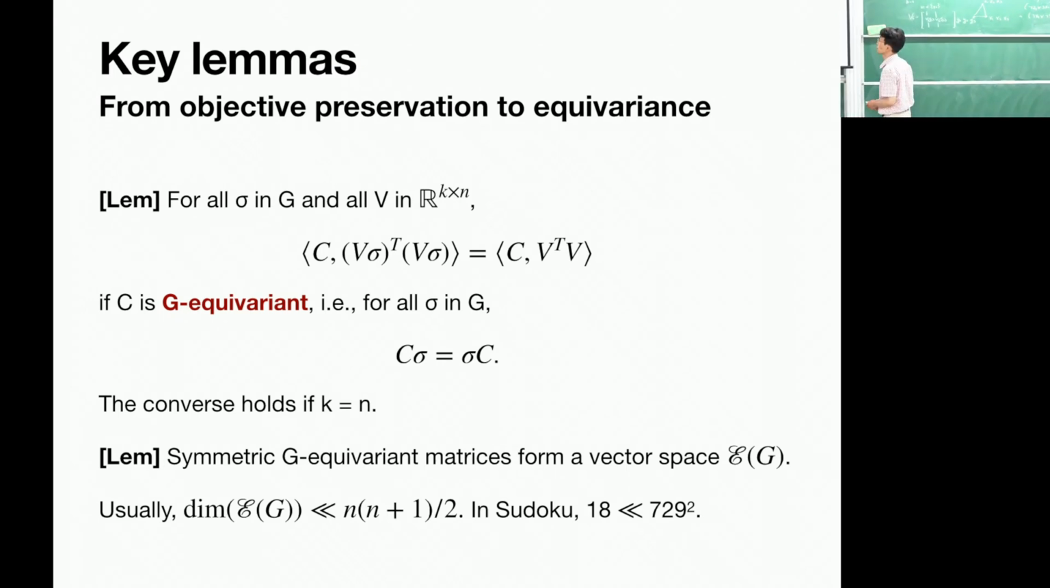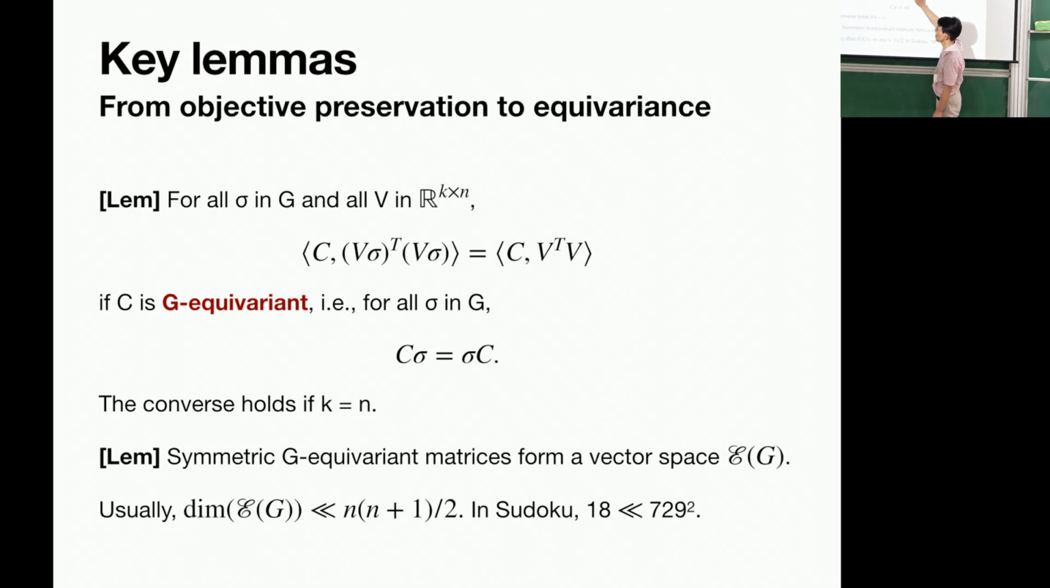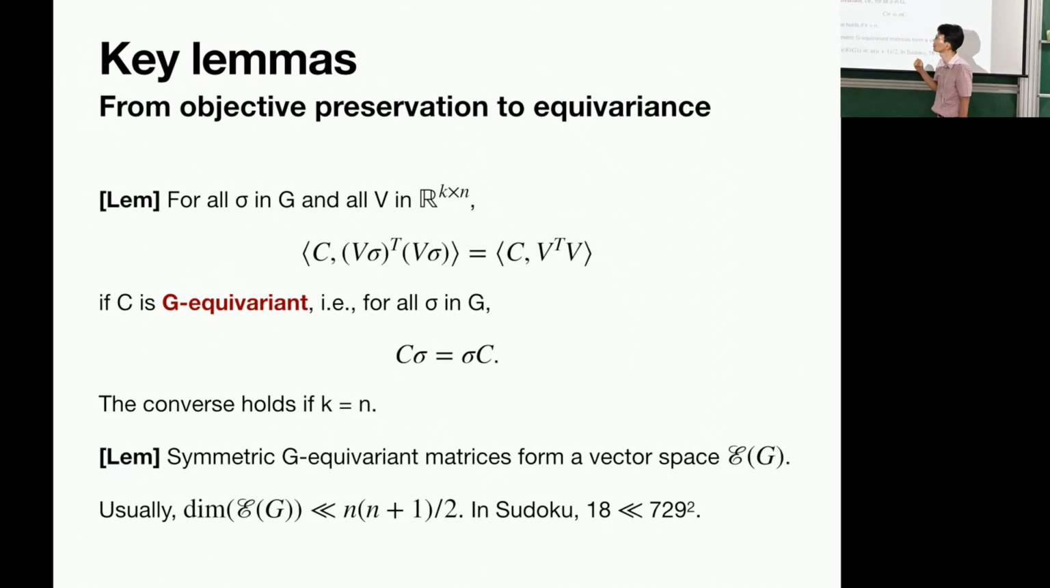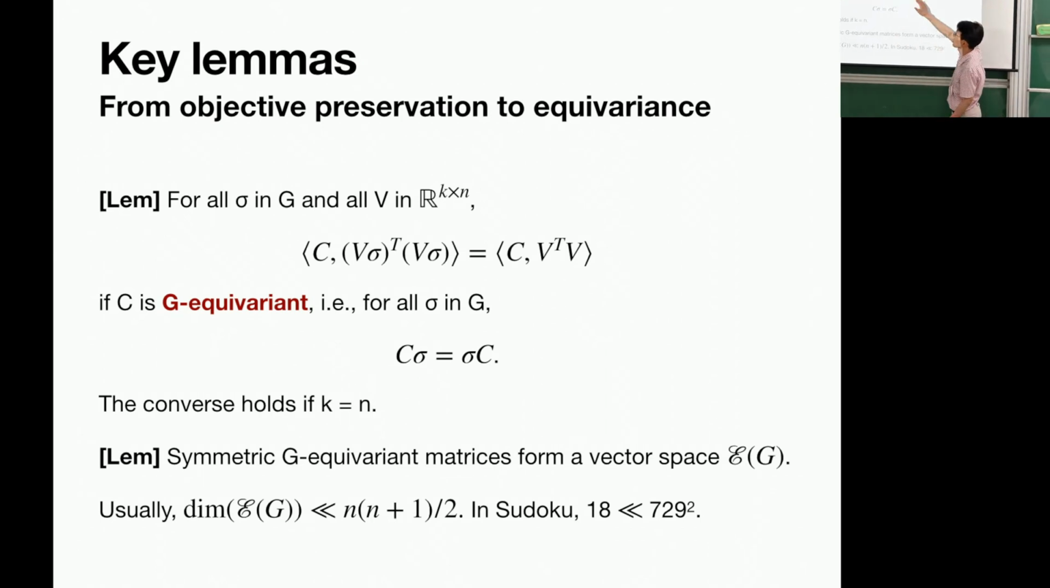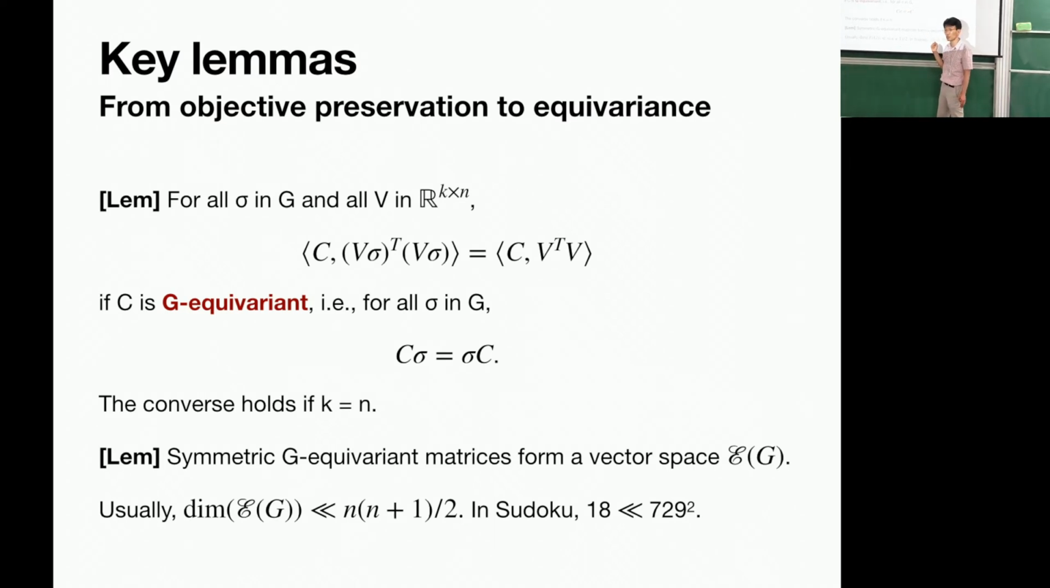Here are two key lemmas. The first key lemma is that this symmetric condition can be phrased in terms of so-called G equivariance. If this equality is true for every sigma in the group G and for every vector V, and C is so-called G equivariant, which means this condition: for every permutation sigma, consider its permutation matrix. We compose C with a permutation matrix, and that is the same as the permutation matrix composed with C. So the permutation matrix and C commute. That's what this equivariance condition says. The one below implies the one above. Let me just write down this condition here.